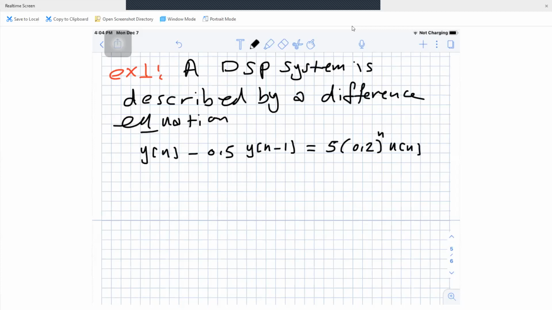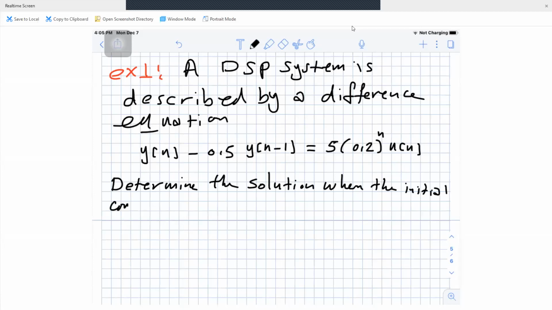Now, determine the solution, when the initial condition is given by y of minus 1 equals 1.